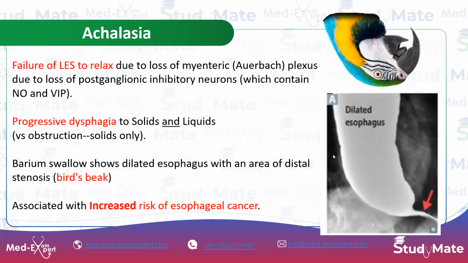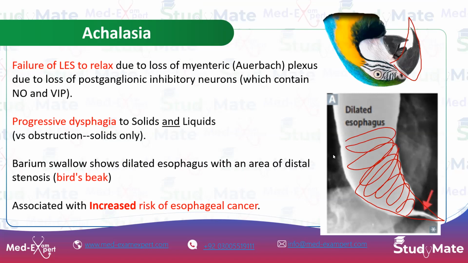जब इन पेशेंट्स का बेरियम swallow करवाते हैं तो यू सी अ बर्ड बीक अपीयरेंस. अगर यहाँ पे ऊपर देखें तो ये बर्ड बीक होती है ऐसे. इसी तरह की एसोफेगस के बेरियम स्वॉलो के ऊपर भी एक पिक्चर आपको नजर आ रही होती है. जब लोअर एसोफेजियल स्फिंक्टर रिलैक्स नहीं करता तो यहाँ पे फूड एक्यूमुलेट होता रहता है और एसोफेगस डायलेट होता जाता है. So barium swallow will show a dilated esophagus with an area of distal stenosis. And this is also associated with increased risk of esophageal cancer.